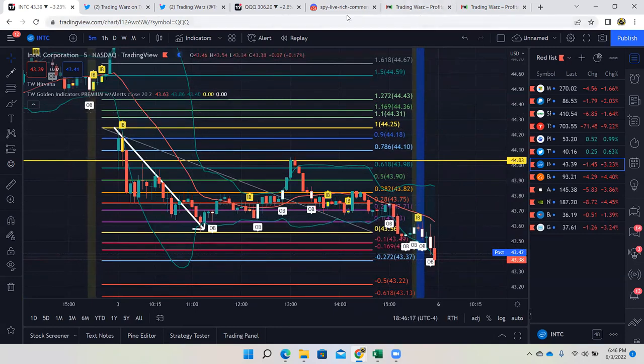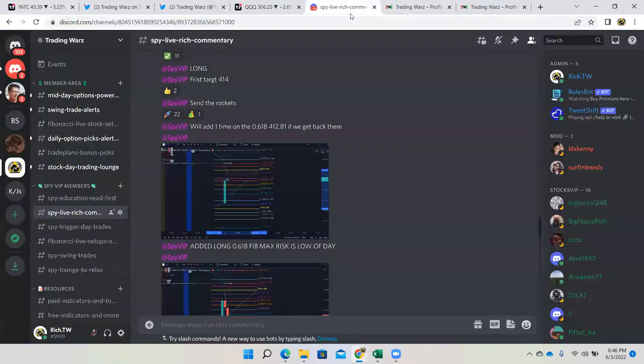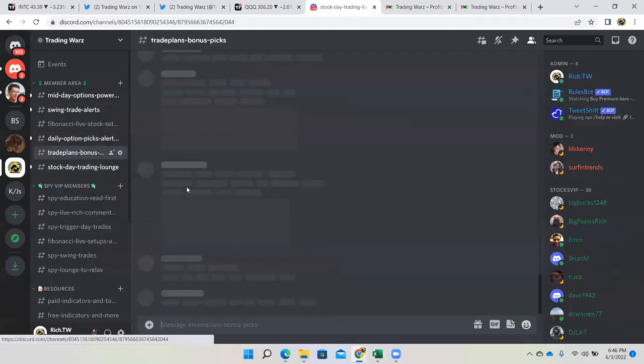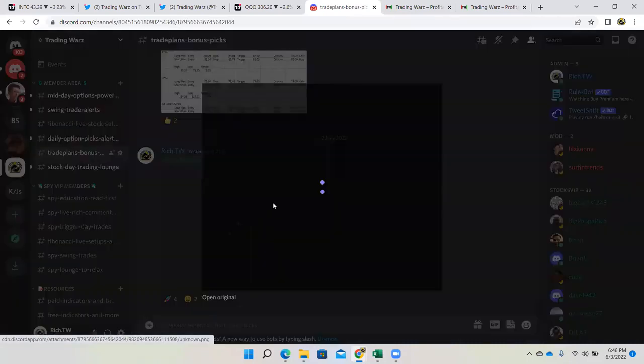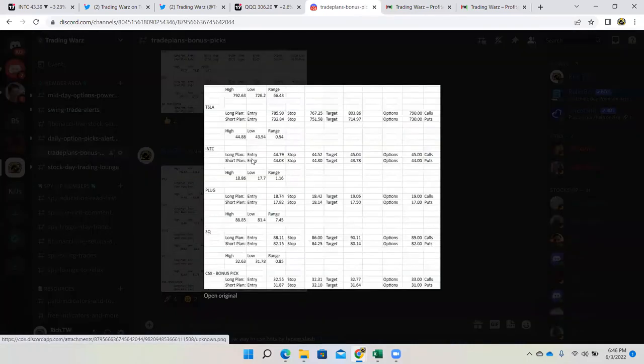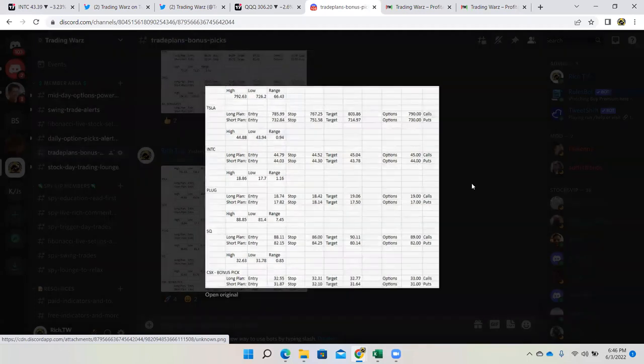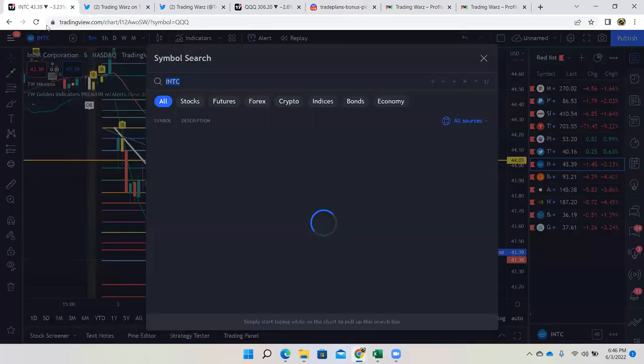Okay, so let's continue here, guys. Now let me go ahead and pull up the Discord. So I just want to show you guys that we have the stock plans here. I post them. So Intel was posted yesterday right here, with the full short plan, targets and stop losses and options if you are looking for that. Let's move on to SPY.